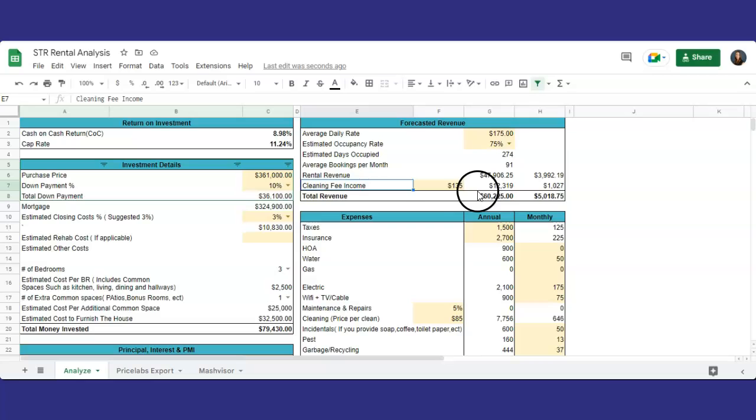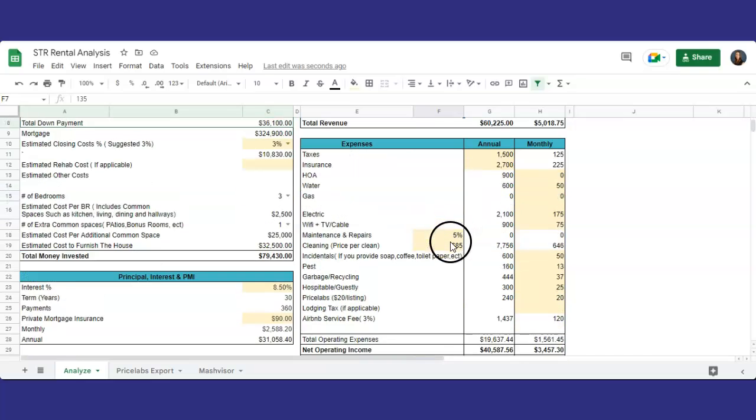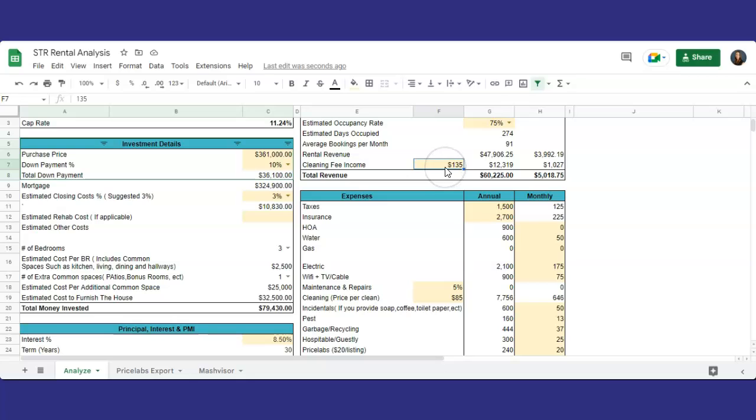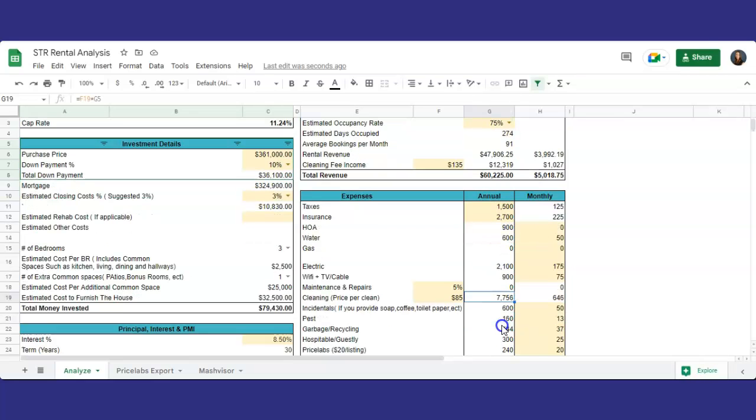You also want to account for cleaning fee income. Usually you charge a little bit higher than what the cleaning fee costs. So in my case, my cleaning fee to the guest is $135, and I get charged $85 by my cleaner. And so that gets added to the revenue, but then it also gets discounted in the expenses.